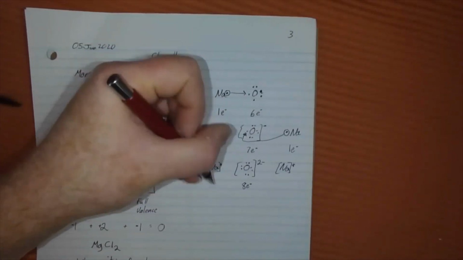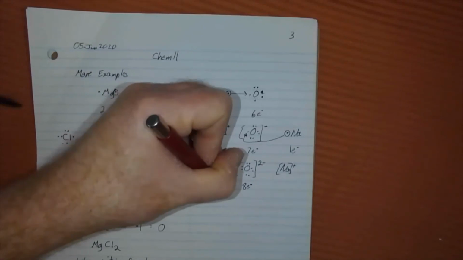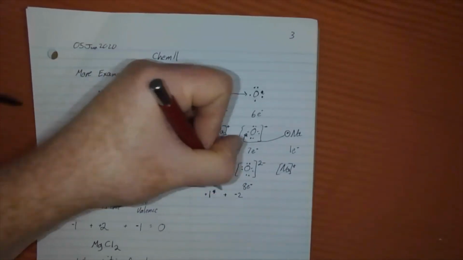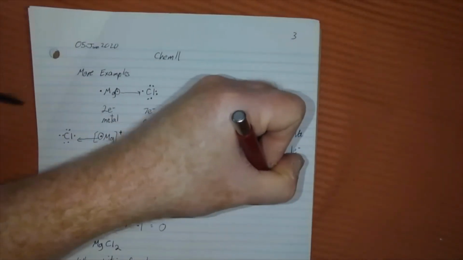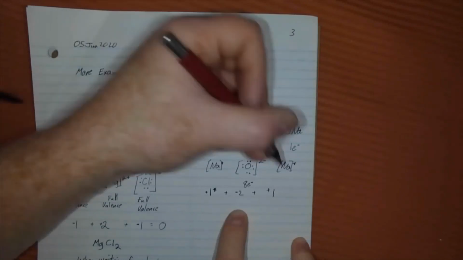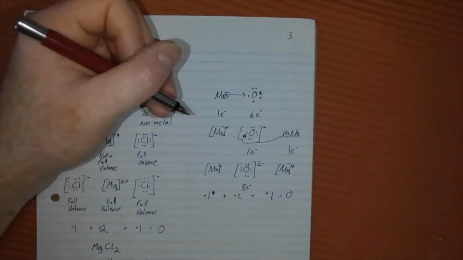Let's add the charges up. I have a 1 plus, a minus 2, plus a plus 1. Well, 1 plus 1 is 2. 2 plus negative 2 is 0. So it has an overall charge of 0. That's what we want.